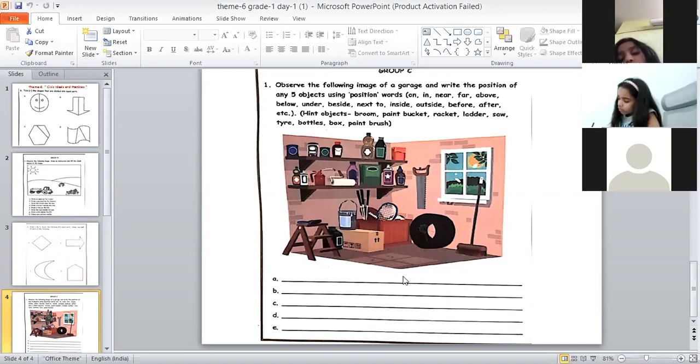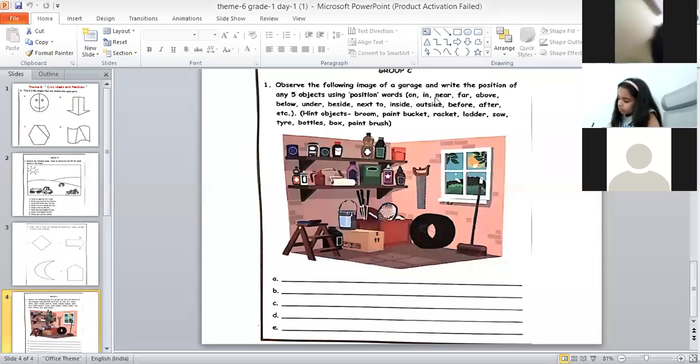Very good, Janvi, very good. You read this without a single mistake. Very good. Okay. I'll read this for you all. Observe the following image of a garage. So first of all, children, you have to look at this picture of a garage. This is the picture of a garage.